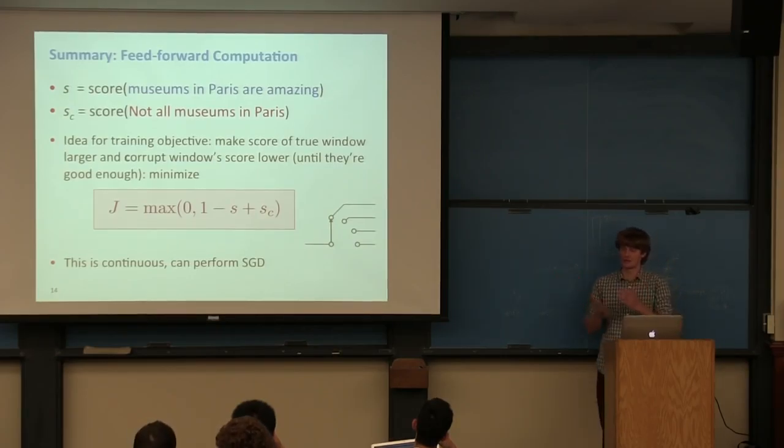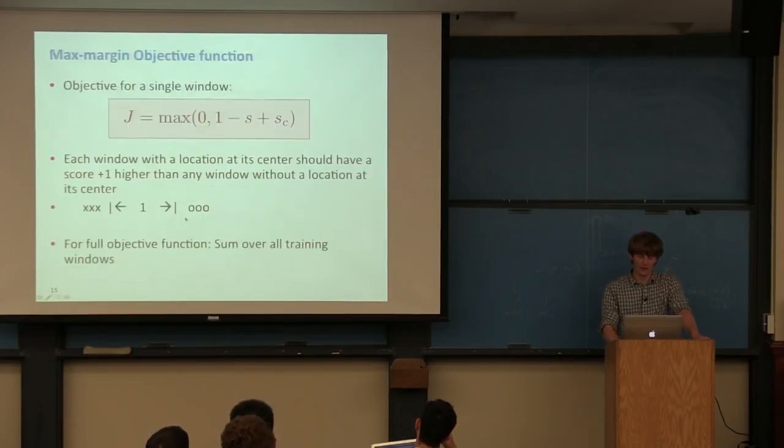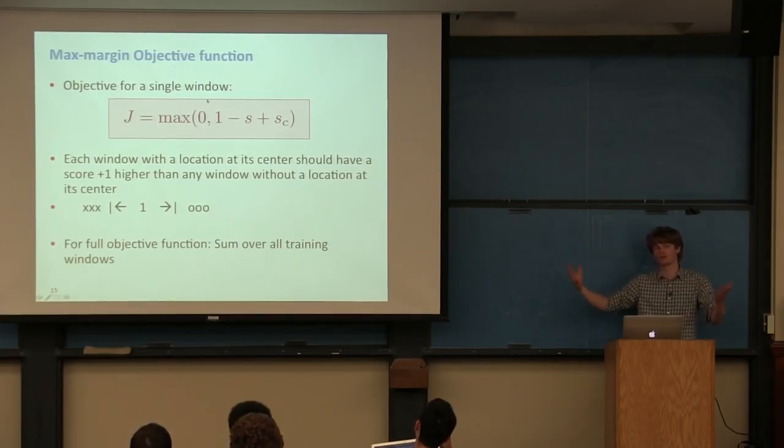All right, so this is a continuous objective function, so we can use our standard stochastic gradient descent here and look at one window at a time. And of course, when we write this, this is just one window, and our overall objective function is going to be a sum over all the different windows in the corpus.